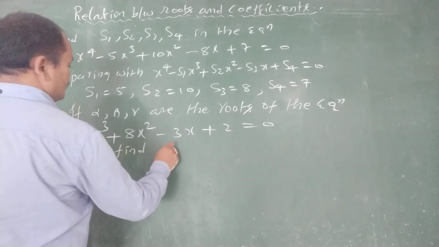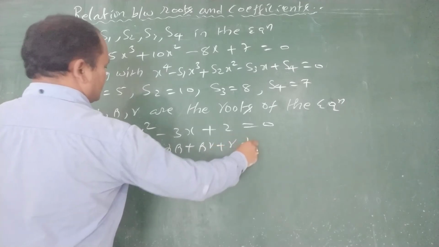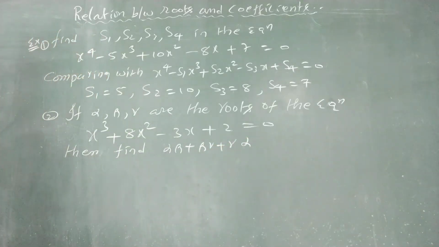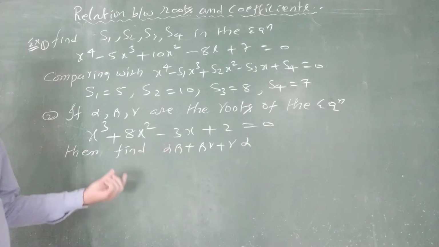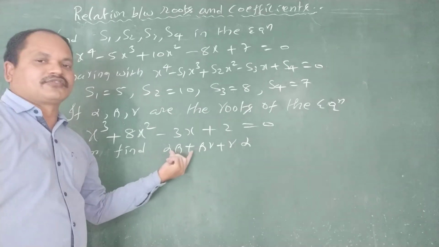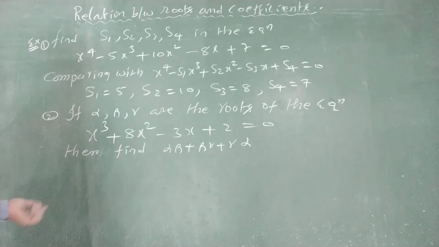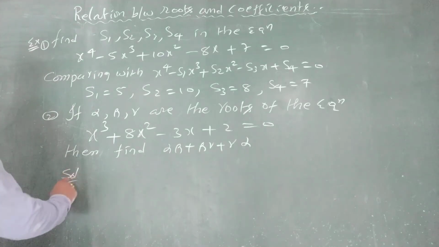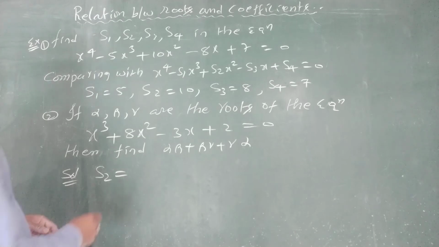Then find alpha beta plus beta gamma plus gamma alpha. That's all. Alpha beta plus beta gamma plus gamma alpha represents the sum of the product of two roots taken at a time. It is called S2. That's why the solution for this one is S2. What is the formula for S2?